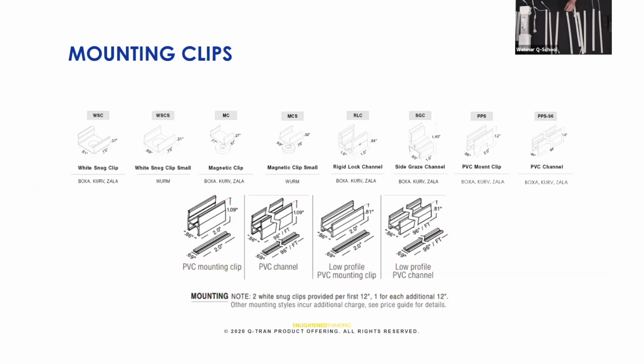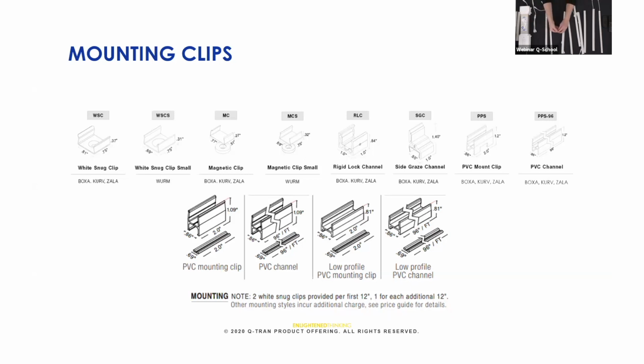We include 2 white snug clips for the very first foot and 1 additional one for every foot after that. So if you ordered a 12-foot fixture, you would normally receive 13 clips. So you could have a clip on either end and space them nominal 12 inches apart along the way of your run. We also offer magnetic clips.